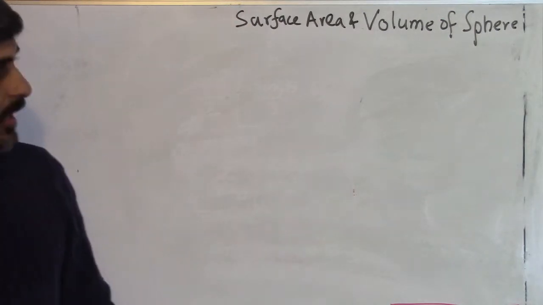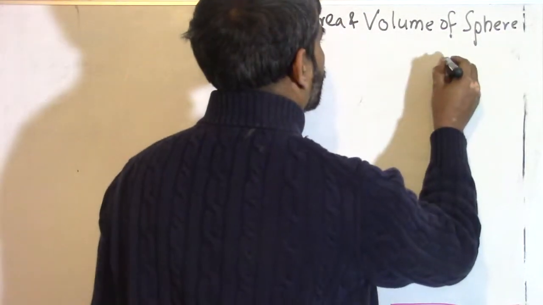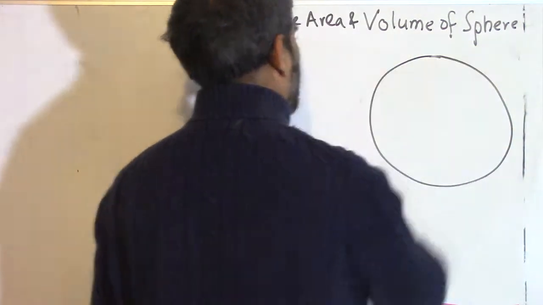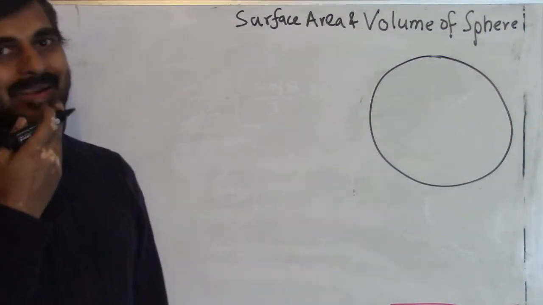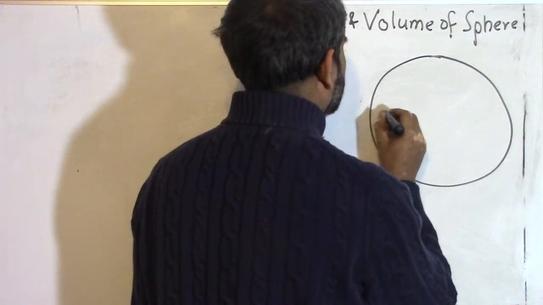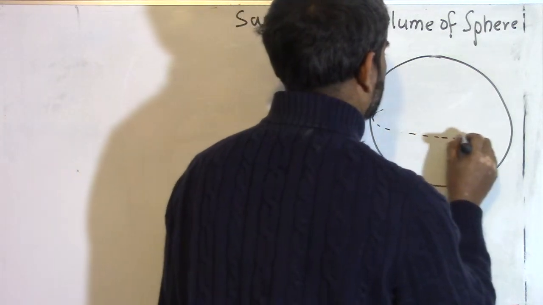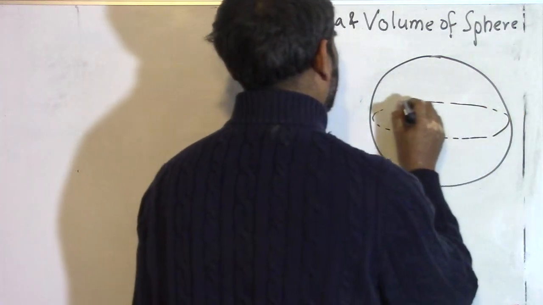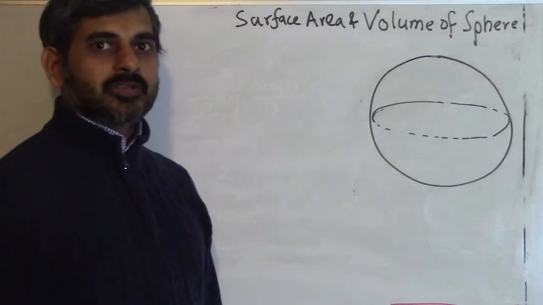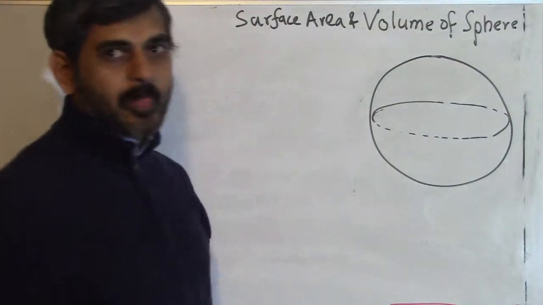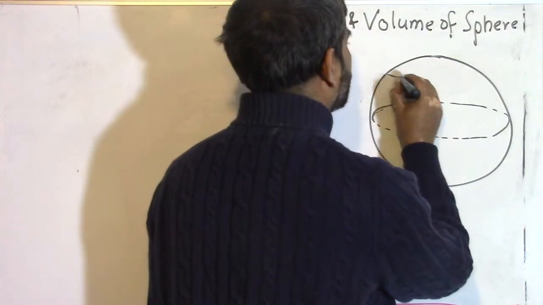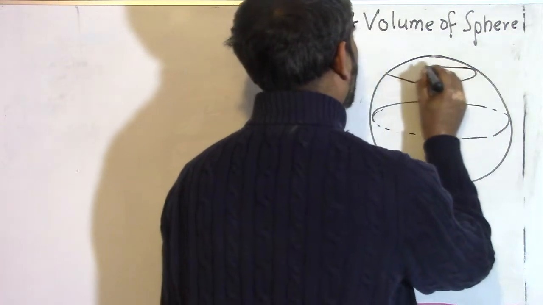So let's draw a sphere. It looks like this, and its radius is capital R, and we cut the sphere right at its center. If we imagine a circular strip, cutting it right at its center into two halves, then on the top half we take a small strip. That is how we do all of this.